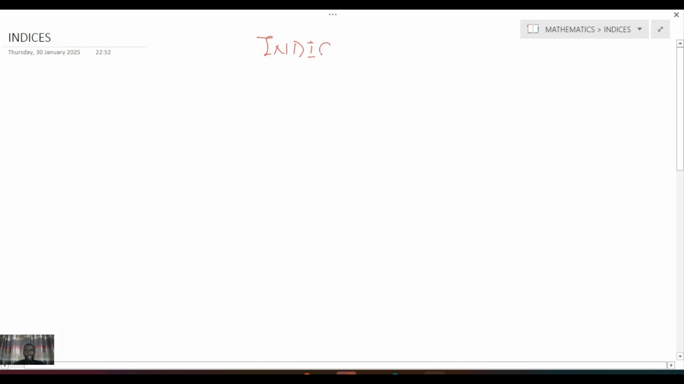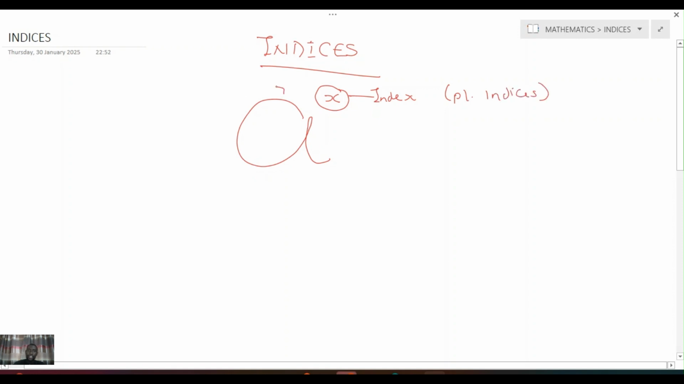What is indices in mathematics? Let's assume a number a is raised to power x. This x is the index, the plural being indices, while the number itself is known as the base. Therefore, indices is the number of times a number multiplies itself.